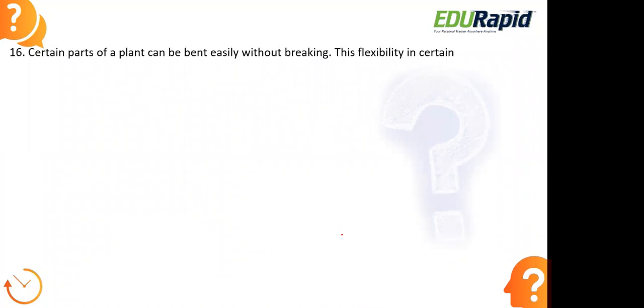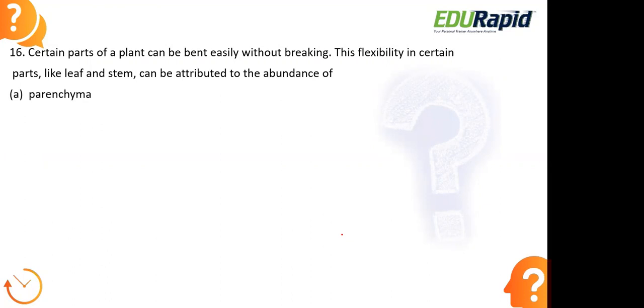Next question. Certain parts of a plant can be bent easily without breaking. This flexibility in certain parts like leaf and stem can be attributed to the abundance of parenchyma, collenchyma, sclerenchyma, xylem and phloem.